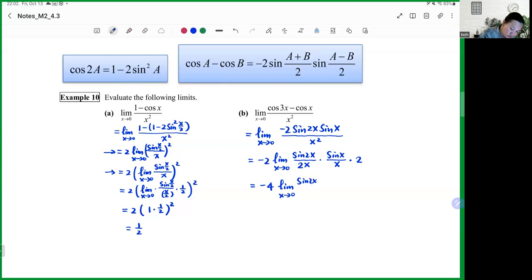Sine 2x over 2x, and then sine x over x. So the answer is -4 times 1 times 1. That's -4.